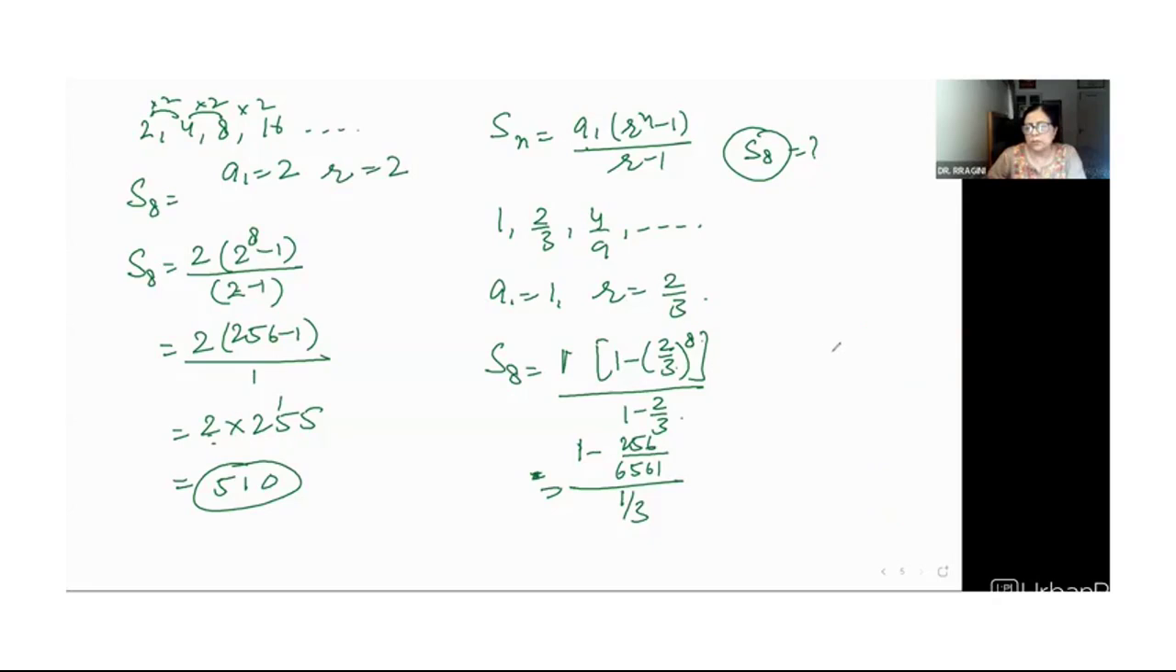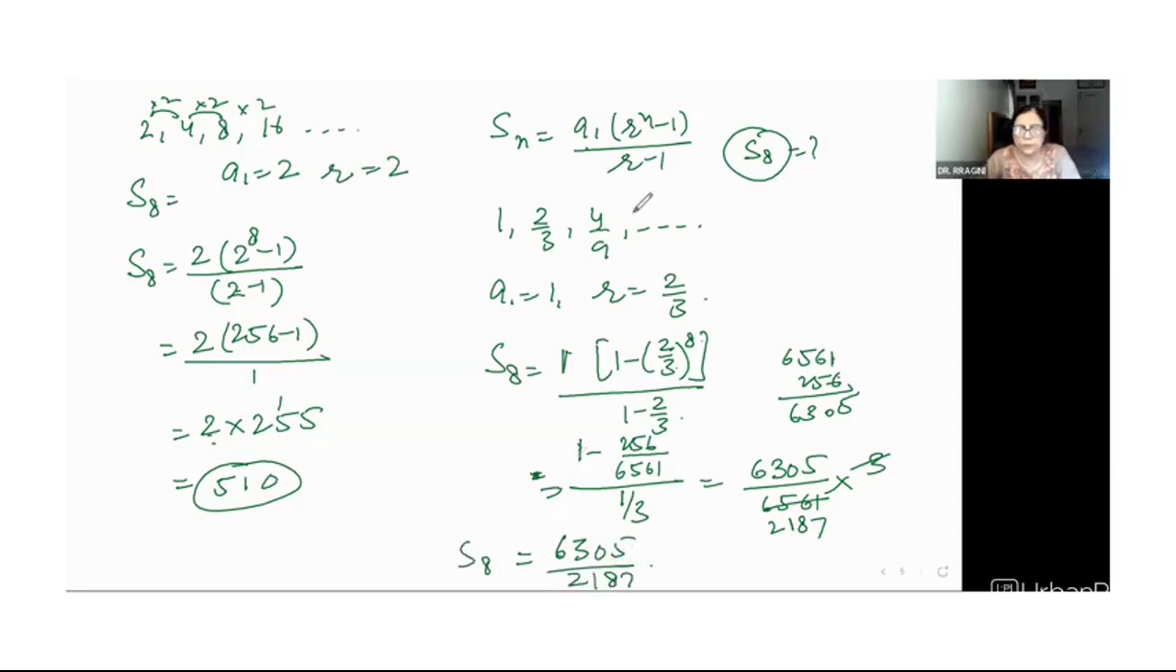6561 minus 256 is 6305. 6305 divided by 2187, 6561 into 3 goes over there, right? Now we can reduce this. 3 ones are 3, 3 eights are 24, 7, right? So 6305 divided by 2187 is the sum of 8 terms of this GP, right?